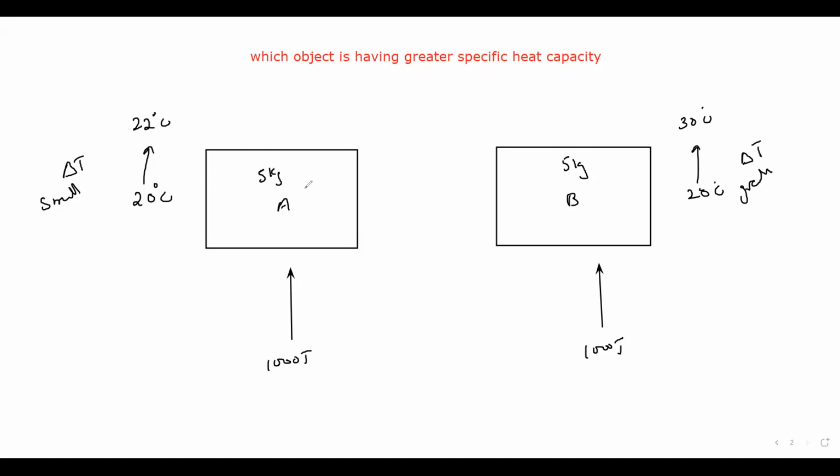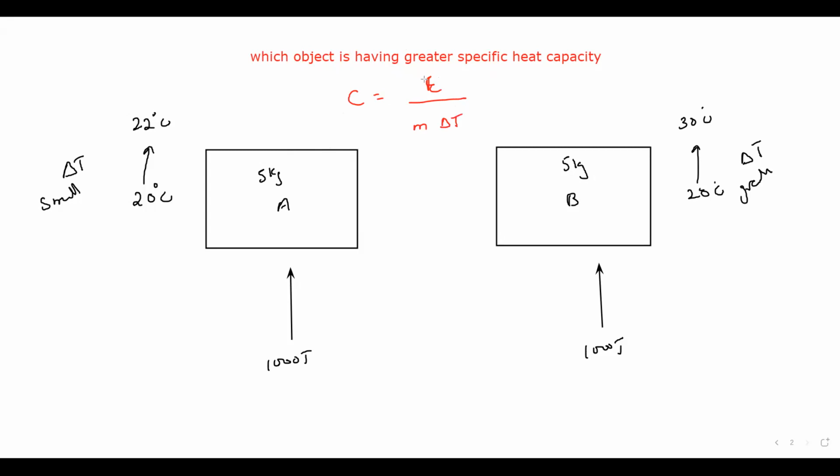So when we work out, the correct answer is A. A is having a higher thermal capacity than B. You can work out from the formula directly. As you can see, the formula for specific heat capacity is energy divided by mass into temperature change.